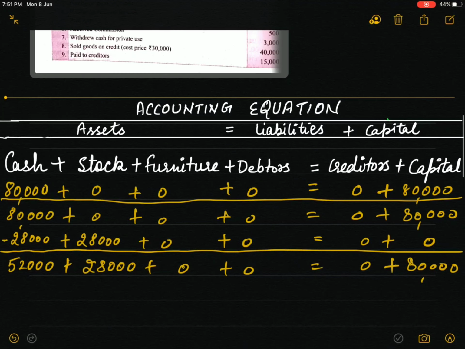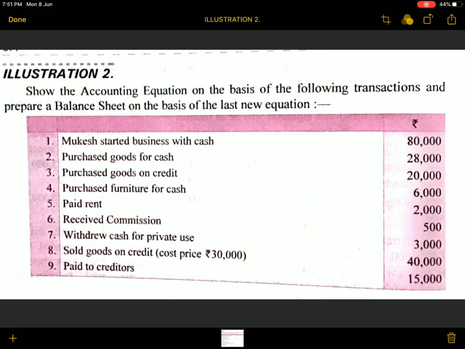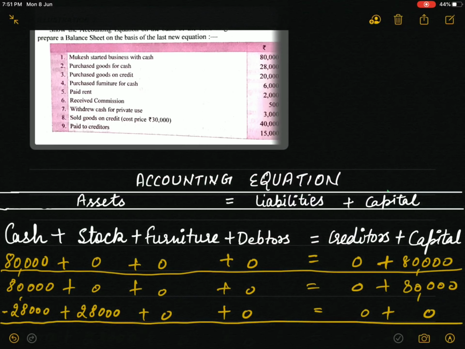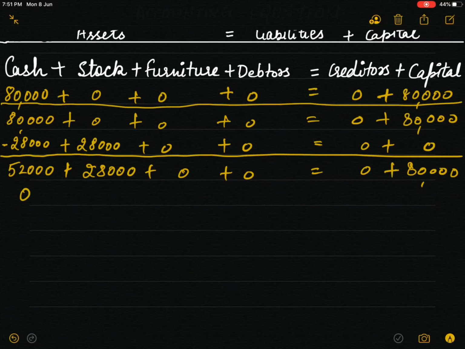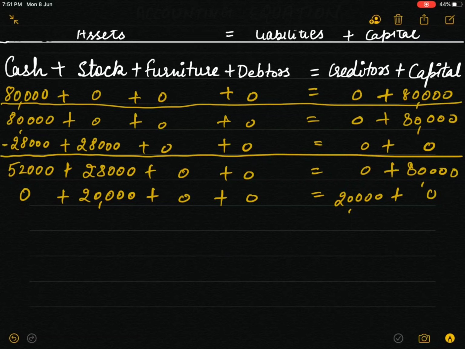The third transaction is purchase goods on credit. Now you are purchasing goods on credit, so cash is not going out. When we purchase goods on credit, it becomes creditors, but goods are coming into the business. Amount is 20,000, so no effect on cash, but goods come in, 20,000 plus. It becomes creditors 20,000.